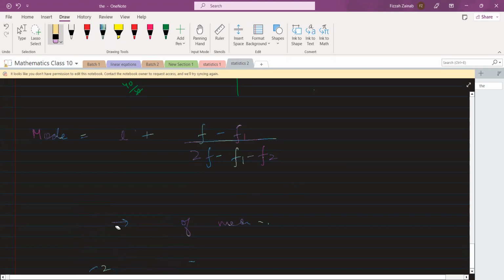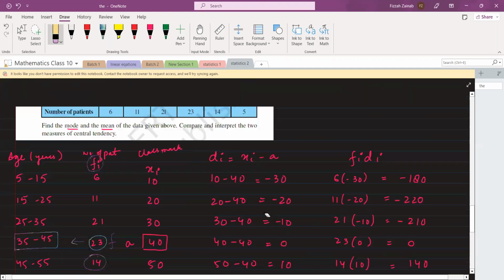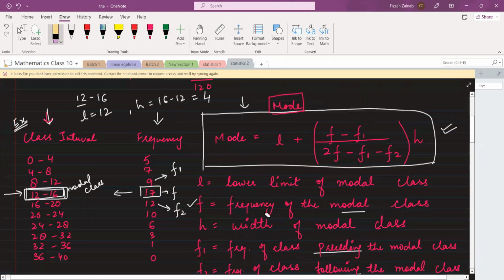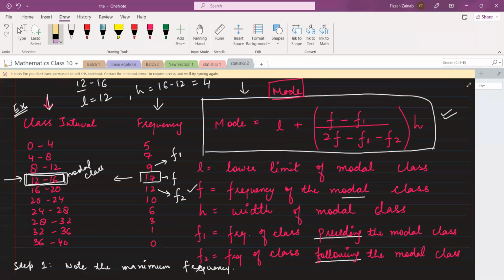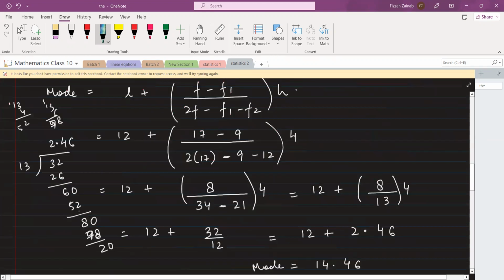So I am just showing you my formula. I think you have noted it in the beginning. Let me just scroll it. In case someone has not noted my notations, please take a picture of this screen. So the notation I am using here, my single F denotes the frequency of the modal class. Now F1 is your preceding frequency. F2 is the following frequency according to my notations here. And I find this one more simple to remember. It's your choice otherwise.